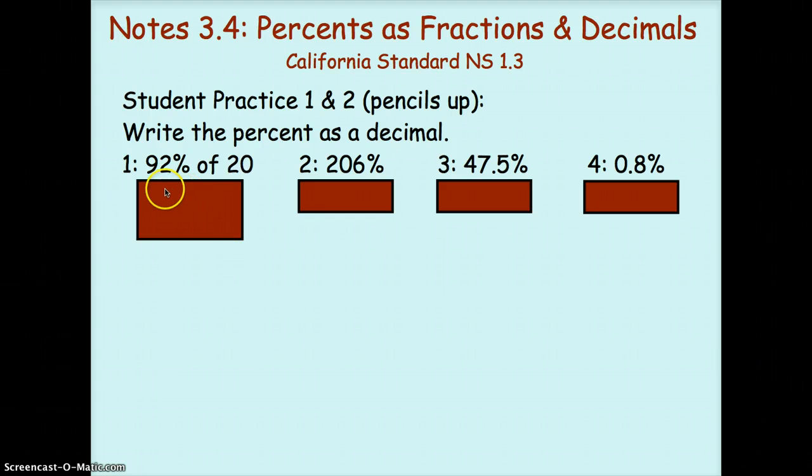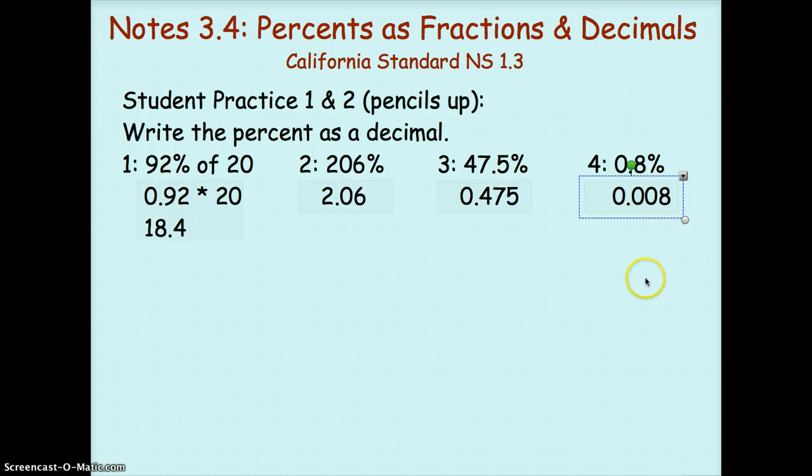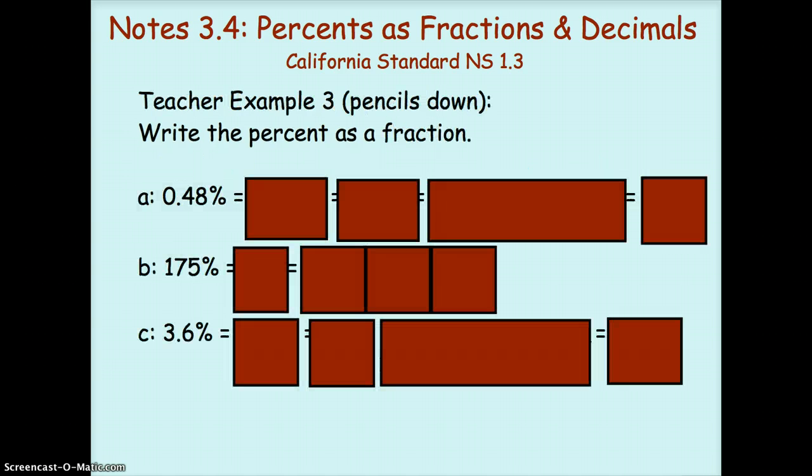Let's take a look at number 1. We have 92% of 20. I turn 92% into a decimal and then multiply it by 20, and I end up with 18.4, or 18 and 4/10. Number 2, moving my decimal point 2 places to the left, 2 and 6/100. Number 3, moving my decimal point 2 places to the left, 475,000. And number 4, again moving my decimal point 2 places to the left, I end up with 8 thousandths. You want to be real careful on that one. That's another one that tends to have a lot of mistakes.